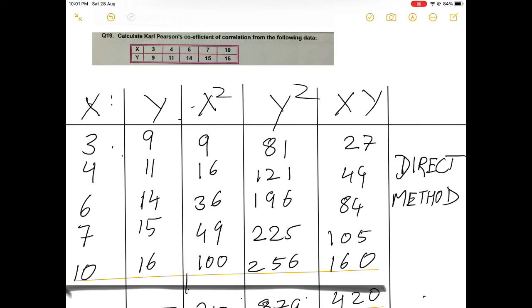Today we are going to learn three different methods of calculating coefficient of correlation: the direct method, the assumed mean method, and the actual mean method. Now all three methods are trying to calculate the coefficient of correlation, which is a measure of how two or more variables are related. Are they related very strongly? Are they related poorly? Are they related in opposing directions? That means if one is increasing, the other is decreasing, and if one is decreasing, the other is increasing.